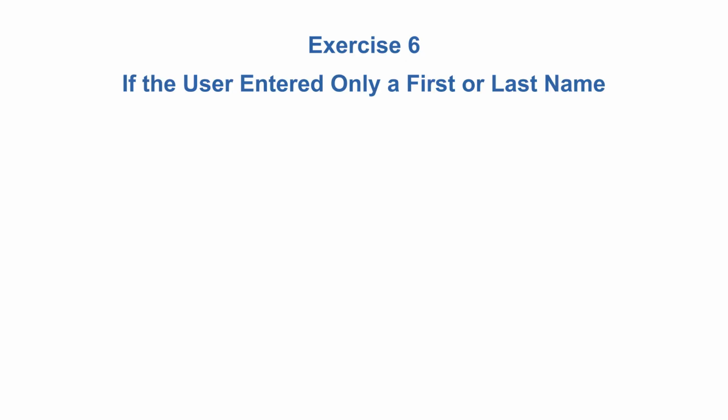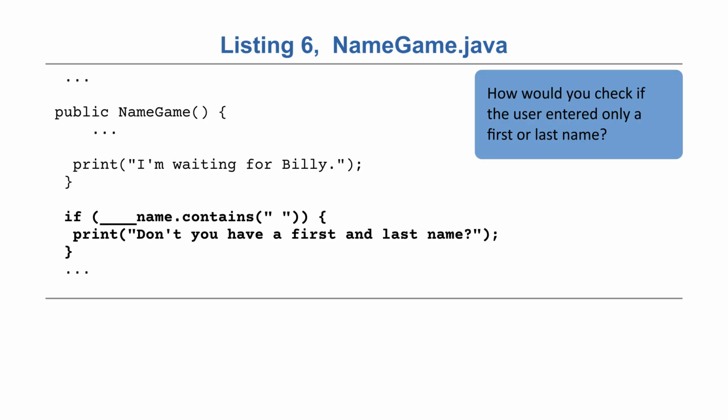Next, let's try the string's contains method. Exercise 6. If a user entered only a first name or last name, how would you check if the user entered only a first or last name? Hint: check whether there is a space in the string. Run it. What happened? If you entered a name without a space in it, it should ask, don't you have a first and last name?